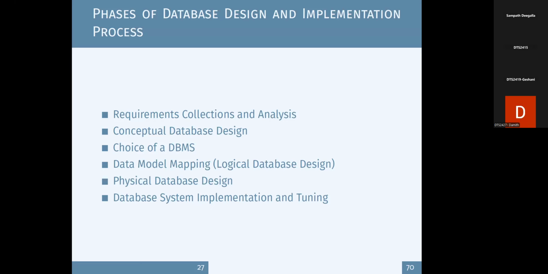Right. So the phases of database design and implementation: you will have requirement collection and analysis, then conceptual database design. Here you collect all the requirements, for example the requirements of the users, of lecturers, of the courses conducted by the lecturers, and so on. Then you develop the conceptual database design, like ER. So you define entities and their relations and what type of relations you have: one-to-one, one-to-many, many-to-many, and so on.